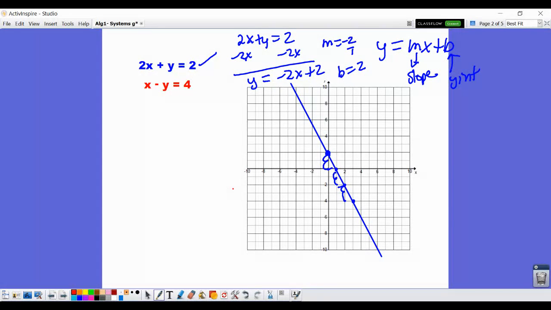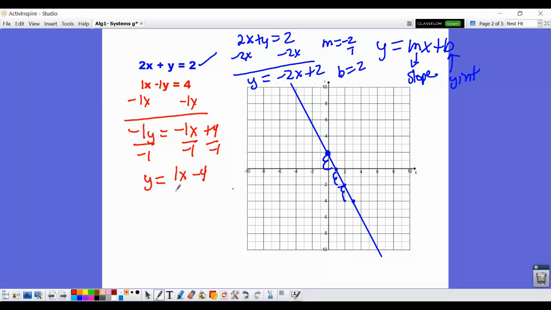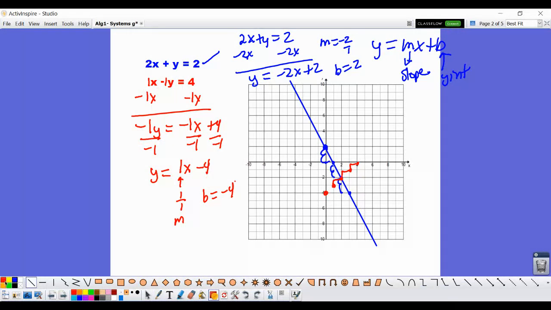Let's go ahead and solve the other one. So remember, these are ones. So I'm going to subtract my 1x. I have negative 1y equals negative 1x plus 4. I need to divide by negative 1 because I need a positive y. So y is going to equal 1x minus 4. And remember, this is really 1 over 1. Okay, so that's my slope, and the b is negative 4. So I'm starting at negative 4. I'm going to go up 1, right 1, up 1, right 1, up 1, right 1, and I can keep doing that until I am in a good location. Let me go ahead and make that a red line so we can see what we're looking at.